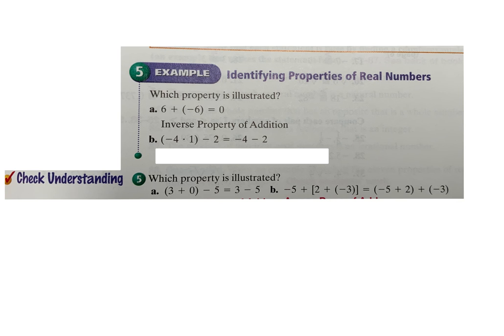It's identity. Multiplying times 1 doesn't change the identity of the number. So instead of having that parentheses there, you can just write the negative 4. That's the identity property right there. Do those two on your own. Which property is illustrated?